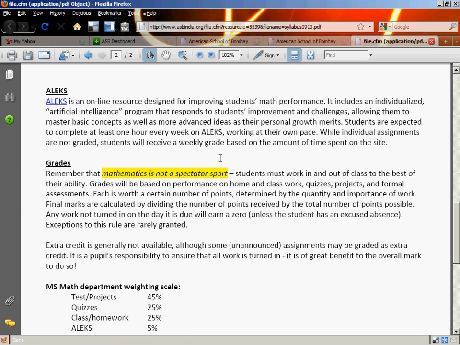One of the programs that we'll be using during the course of the year is ALEX. ALEX is an online resource. It's an artificial intelligence program that adapts itself to how well you do in certain areas. Areas that you do very well in, it gives you harder problems. Areas that you have challenges in, it gives you revision problems so that you can improve your skills.